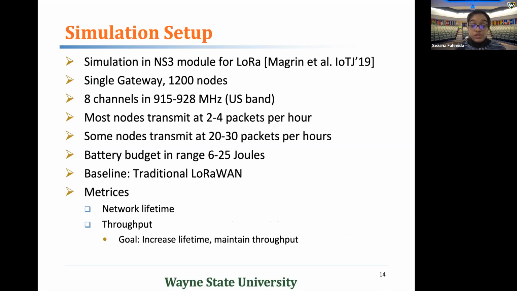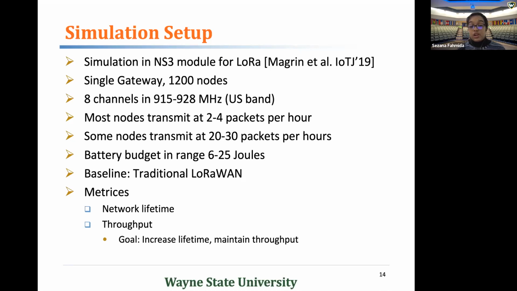We evaluate our approach through extensive simulations and physical experiments. First, we will look at the simulation setup. We do our simulations in the NS3 module proposed for LoRa by Magrin et al. in IoTJ 2019. We use a single gateway and up to 1200 nodes. We use 8 channels in the US 915 megahertz band. In our simulation, most nodes transmit at 2 to 4 packets per hour, while some nodes transmit at 20 to 30 packets per hour. The battery budget for each node was chosen randomly in the range of 6 to 25 joules.